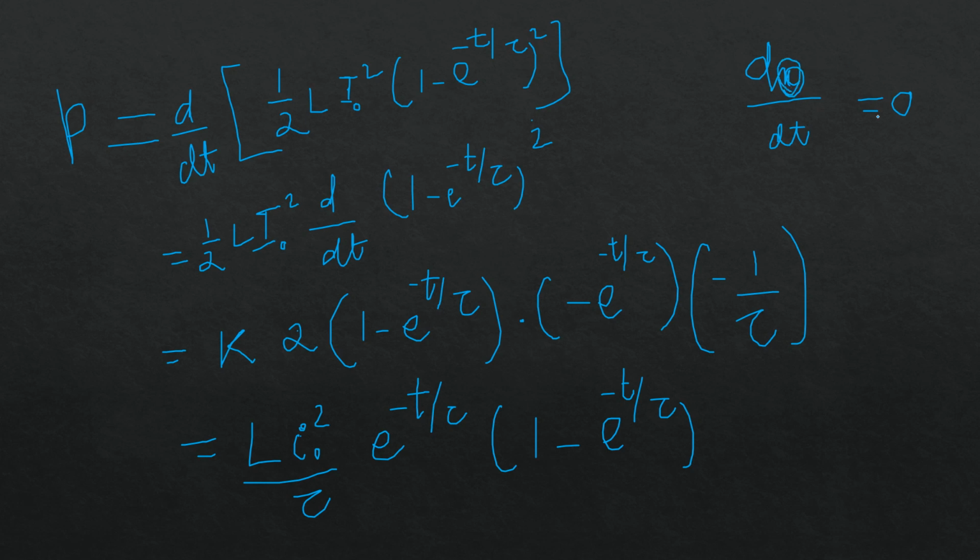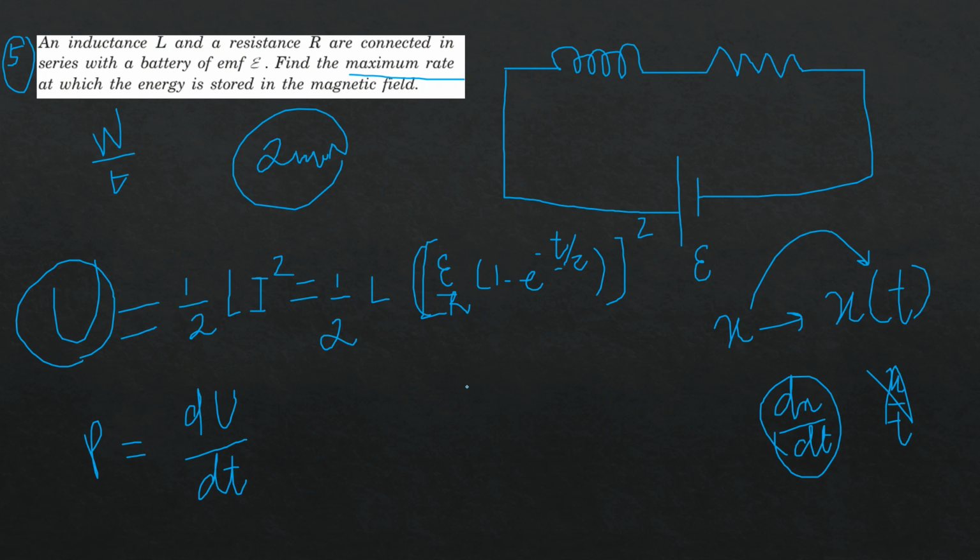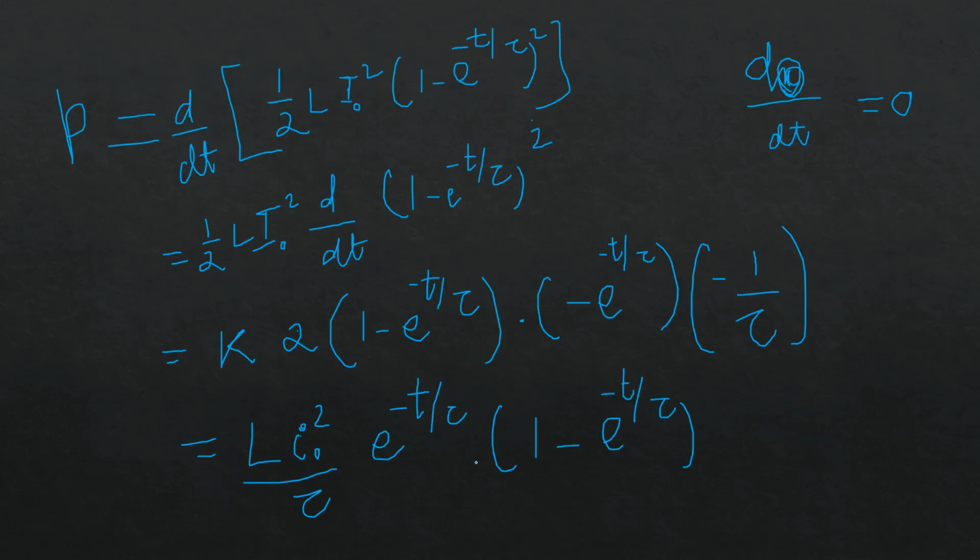Do you remember in electrostatics you must have done a question: what is the maximum charge for which this force is 0? What did you do there? D by dq of k q square by r square, something like that is equal to 0, exactly like this one. So dp by dt will be equal to 0, right? So here what will I do? dp by dt is equal to 0.